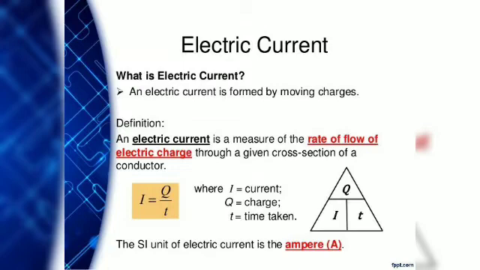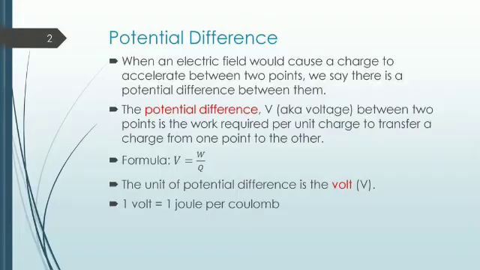So children, we can make the unit also from this formula. Q is the charge, coulomb per second, or the SI unit we can write is ampere, because it is named after a scientist. So always write a capital A if you are using only the first letter. Otherwise, you can write the whole word in small letters, ampere. Now, let us see the next slide.